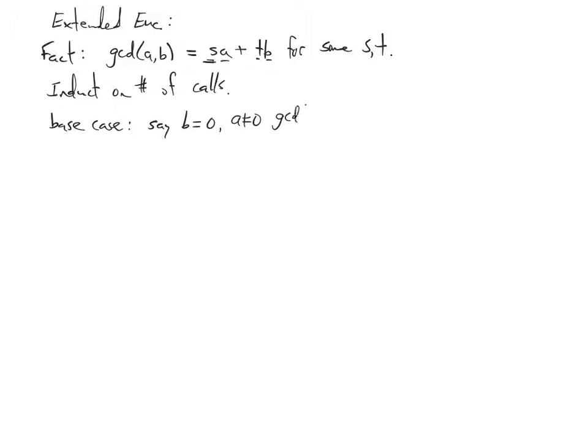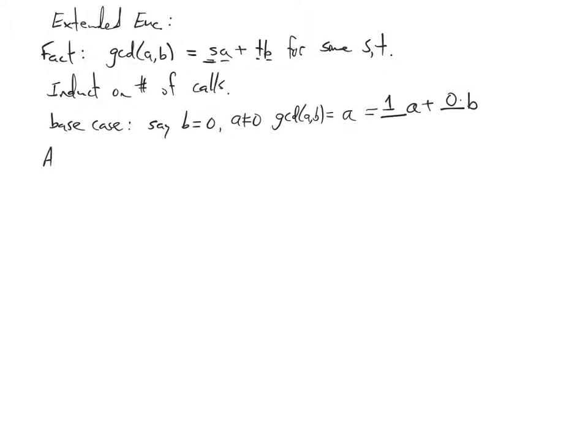In that case, the GCD of A and B is just A, and can you find numbers that will do something times A plus something times B equals A? Sure, we just put in 1 and 0, although that doesn't even matter. So that base case is easy.